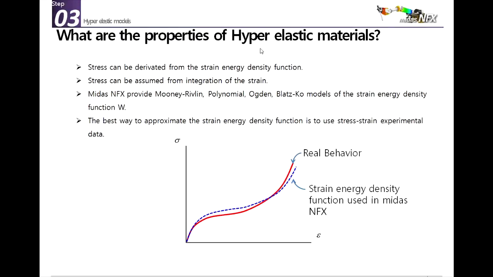So the properties of hyperelastic material. Stress can be derived from the strain energy density function. Stress is assumed from integration of the strain. And Midas NFX provides several types of model, called the Mooney-Rivlin, polynomial, Ogden, Blatz-Ko, to calculate and to evaluate the strain energy function W. So the best way to approximate the strain energy density function is to use the stress-strain experimental data.